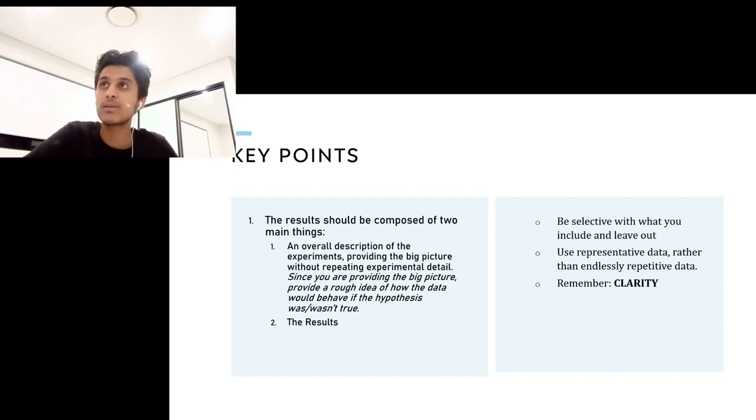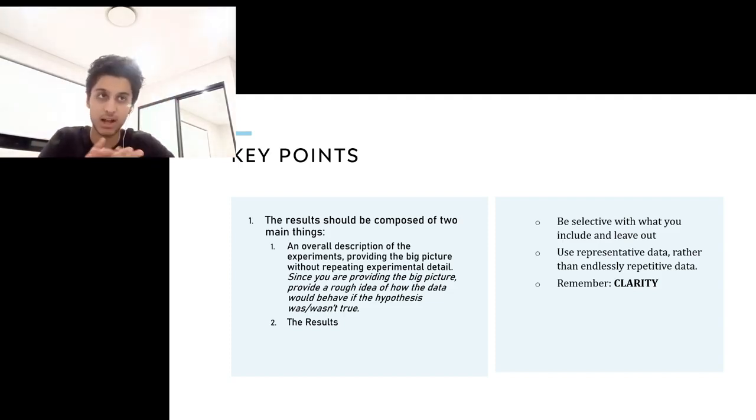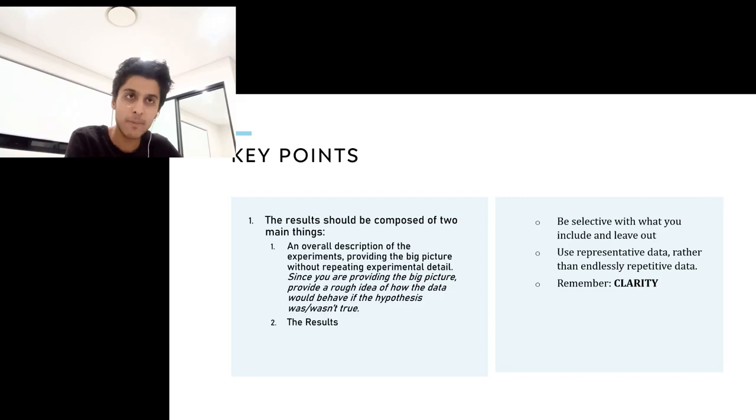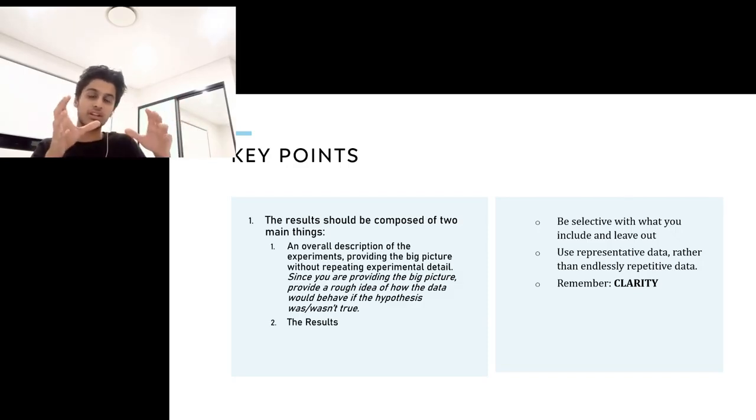So your results should be composed of 2 main things. At first, you want to give an overall description of your experiments. You want to provide that big picture without repeating the experimental detail. So since you are providing that big picture, you want to provide a rough idea of how the data would behave if the hypothesis was or wasn't true. So you can say something like, ideally, if the results support the hypothesis, then these values, blah, blah, blah, additionally this, that. So you want to give the results, but along with that, you want to give this overall description of the main things in those results.